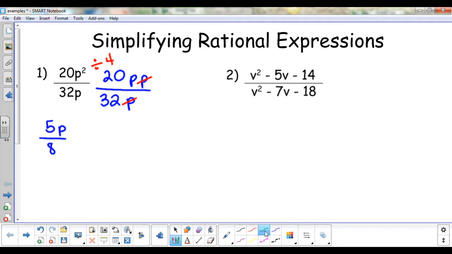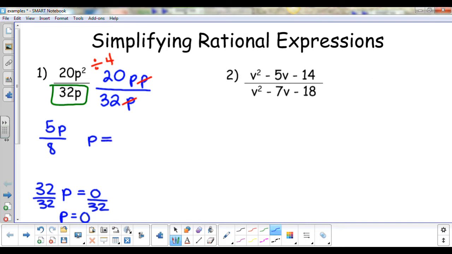So remember, an undefined denominator is what is going to make the original denominator equal to 0. So my original denominator was a 32p, so I'm going to set that equal to 0 to figure out what value of p makes that 0. When I divide by 32, p is going to equal 0. So all of my values are going to work in the number system except for p equal to 0.